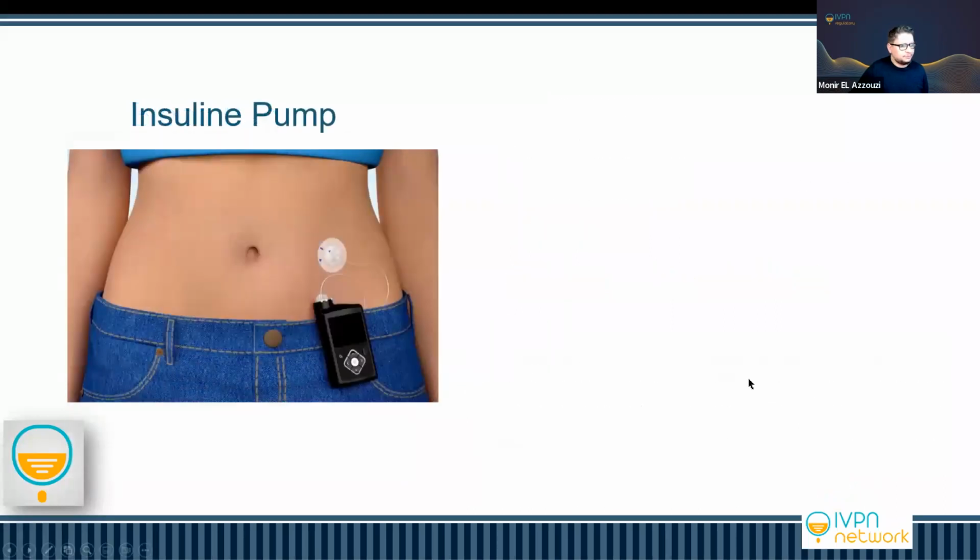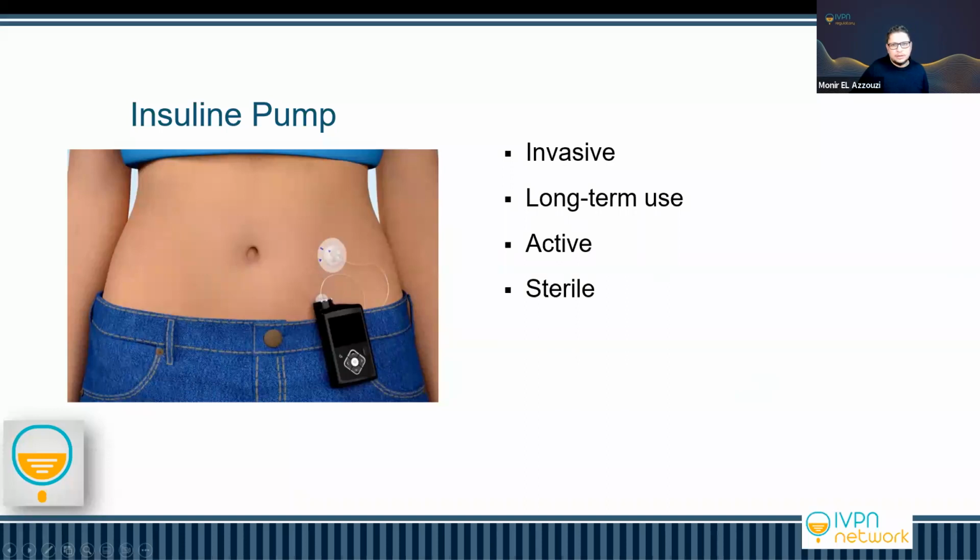Then insulin pump. So this is invasive. This is long-term use. This is active, and this is sterile. So here, it's the special rules which are like 20, 21, 22. So one of those 3 rules is applicable. I'm just giving you those sections so that you are not searching everything because it will be too long. So it's between the last rules, 20, 21, 22. Invasive, long-term use, active, sterile, so insulin pump that you are using. So what is the rule and the classification for the device?